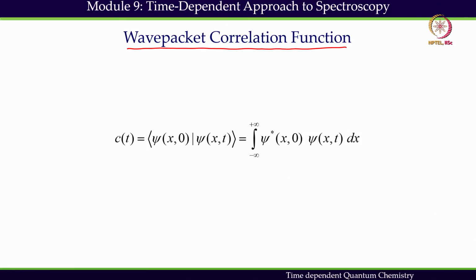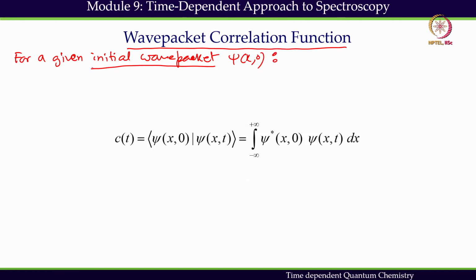We have understood that for a given initial wave packet, let us say I have a particle, initially the wave packet is representing that particle. So, I know the initial wave packet, which is psi x 0, this is the initial wave packet.